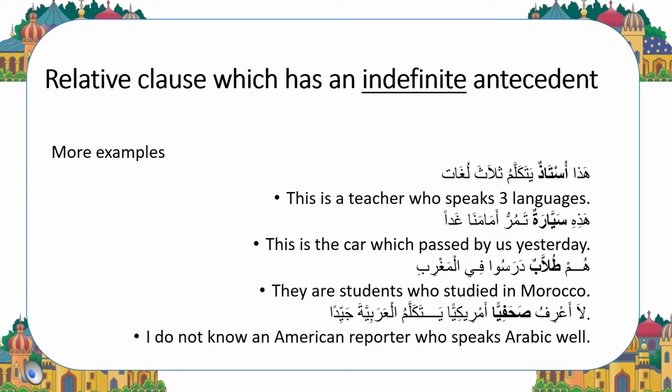Here are some more examples about indefinite antecedent in Arabic. هذا أستاذ يتكلم 3 لغات. This is a teacher who speaks 3 languages. هذه سيارة تمر أمامنا غدا. This is the car which passed by us yesterday. هم طلاب درسوا في المغرب. They are students who studied in Morocco. لا أعرف صحفيا أمريكيا يتكلم العربية جيدا. I do not know an American reporter who speaks Arabic well.